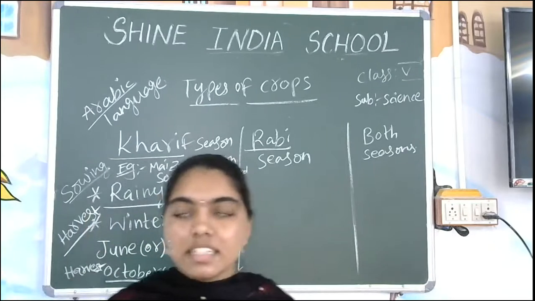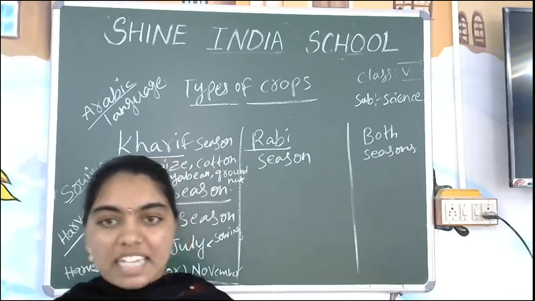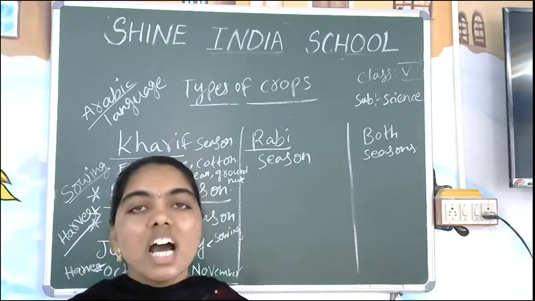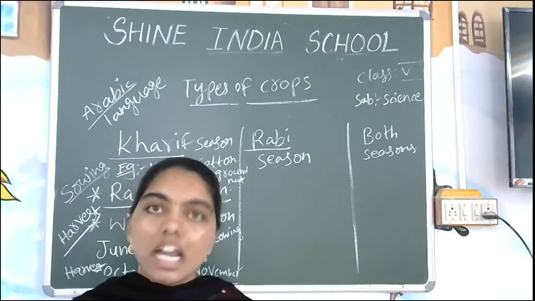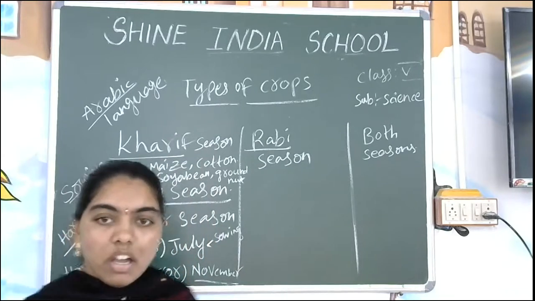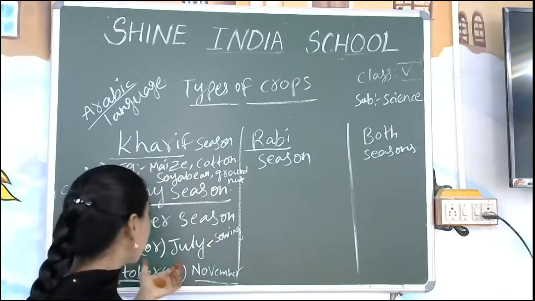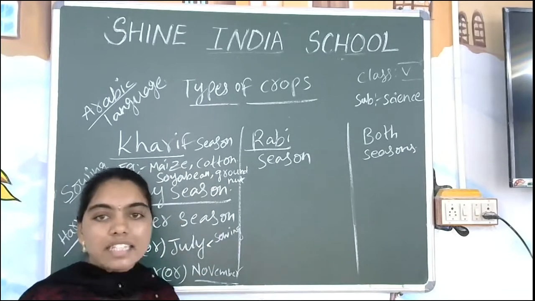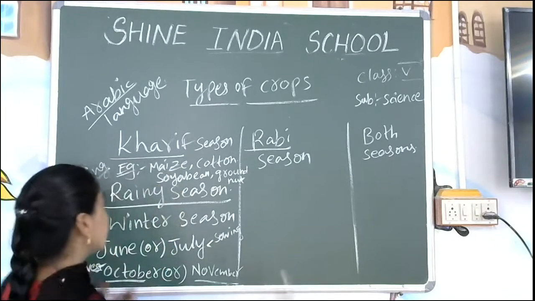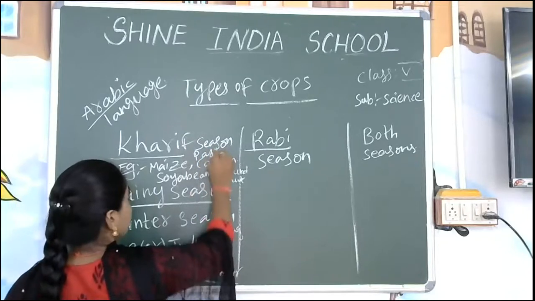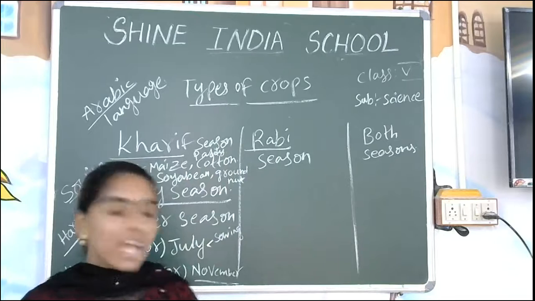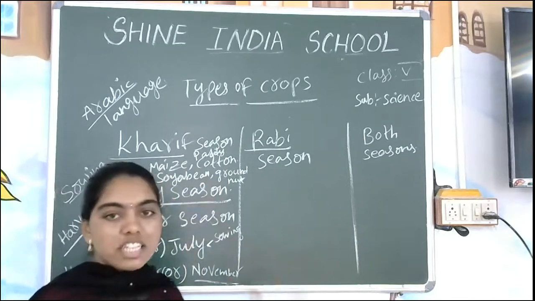Kharif crops. The crops which are sown in rainy season and harvested in winter season are called Kharif crops. They are usually sown in the time of June or July and get harvested in October or November. Examples are maize, paddy, cotton, soya bean, groundnut. All these are examples of Kharif season plants.